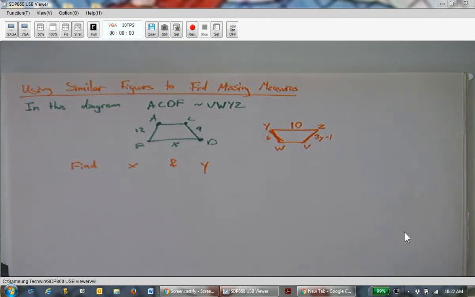So my tip for you would be to use some known sides, okay, and set up your proportions that way.